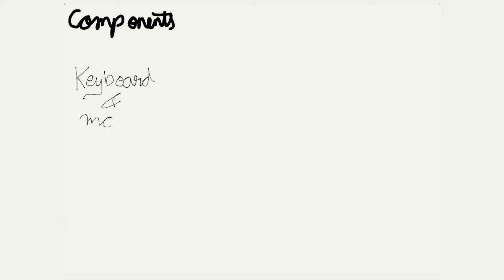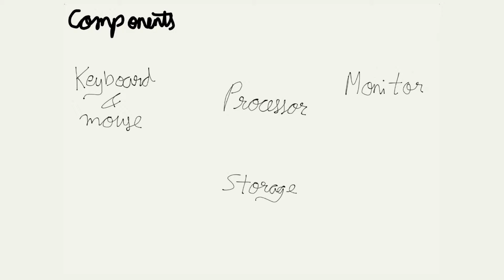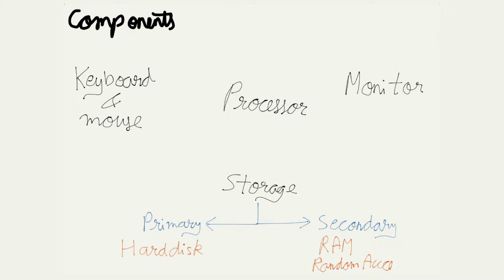keyboard and mouse, processor, monitor, and storage device. Storage device can be classified into two types: primary storage device and secondary storage device. Primary storage device include hard drives and secondary storage device include RAM.